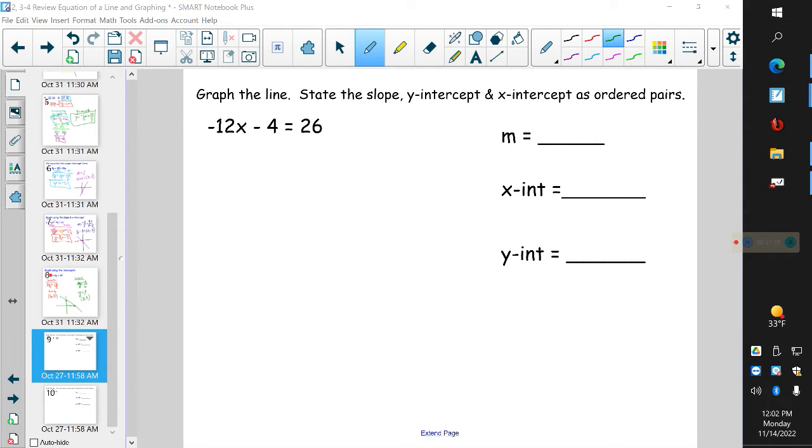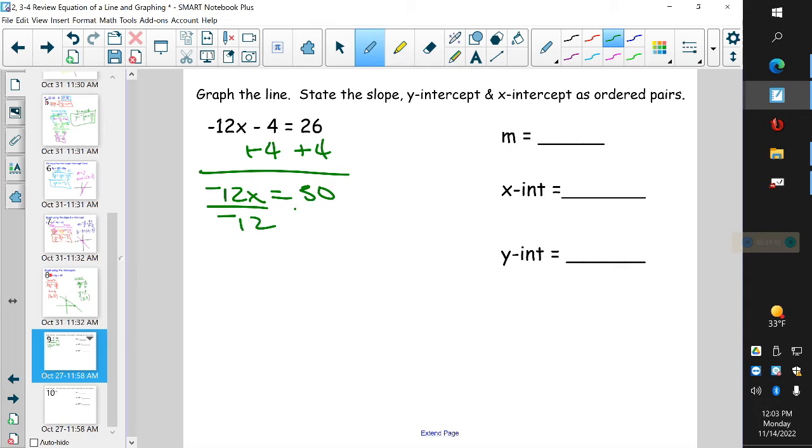Okay, let's think about this. How many letters are in this equation? 1. So I have no choice but to solve for the letter that I have, yes? So I'm going to add 4, and I get negative 12x is equal to 30. Then what? Divide by negative 12, and I'm going to have x is equal to, divide them both by 6. 30 divided by 6 is 5, negative 12 divided by 6 is negative 2.